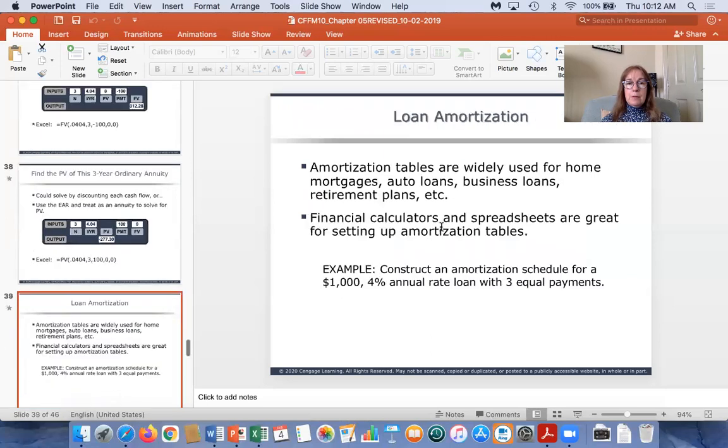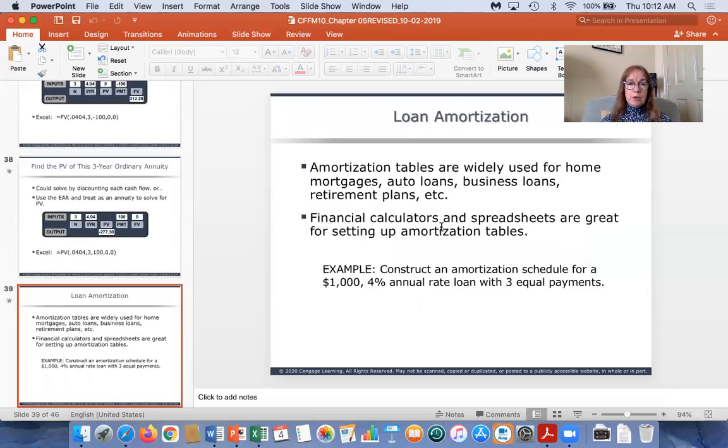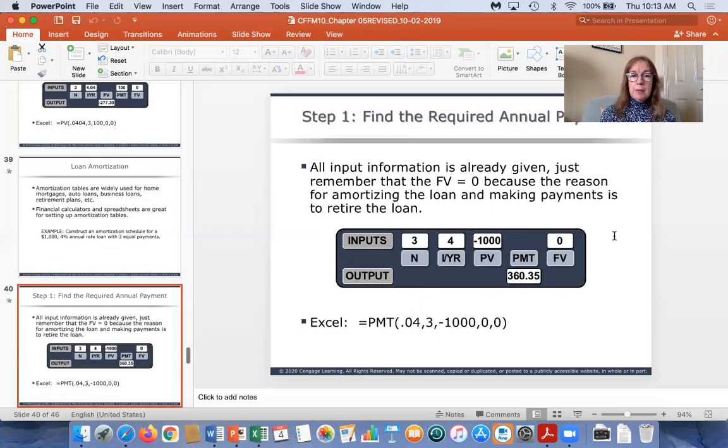All right, and then the last thing for the chapter is loan amortization. So if you have a loan, the first thing that you want to do is figure out what the payments are. This is a really easy example. We have a $1,000 loan that pays 4% in 3 equal payments. So think about 4% a year. It's a 3-year loan. They're going to make one payment a year at 4%. It's $1,000. And so the first thing you do is calculate the payments.